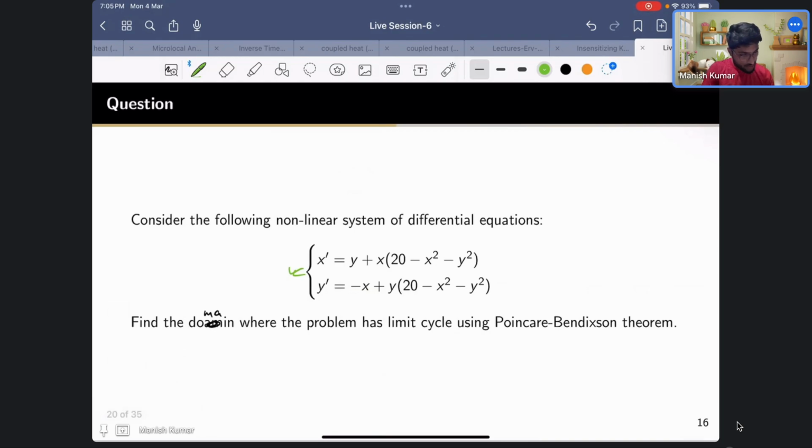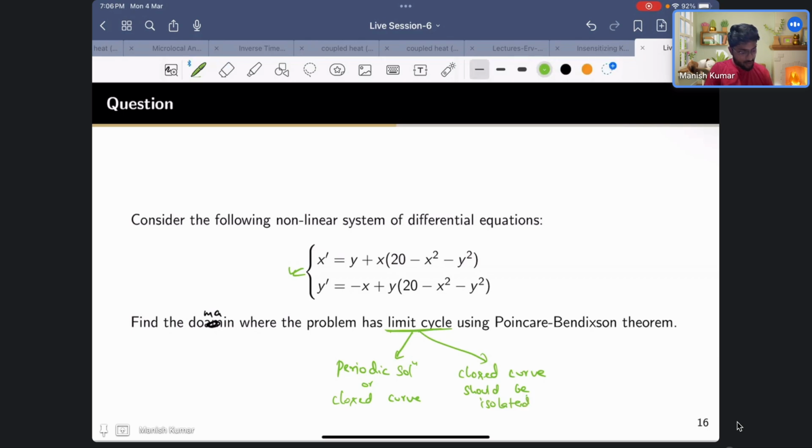So limit cycle means that you have to look for the periodic solution, or closed curve. The second thing we want to make sure is that the closed curve should be isolated. That's all we want to make sure.